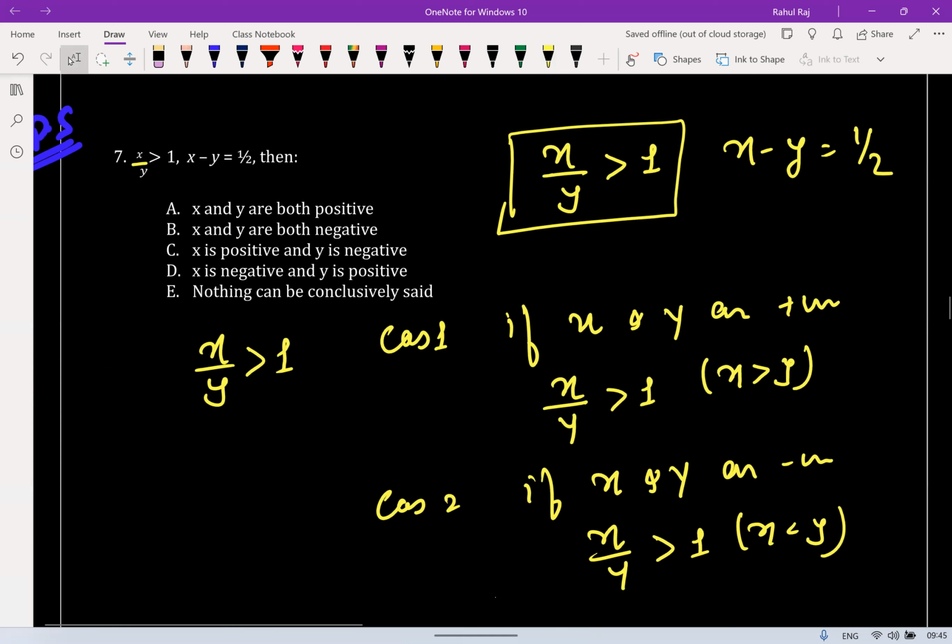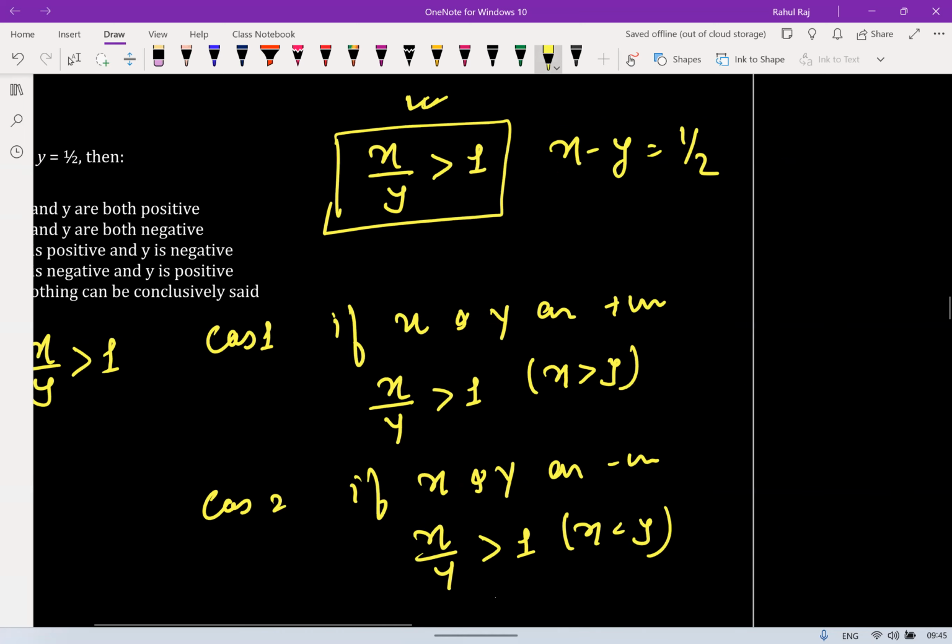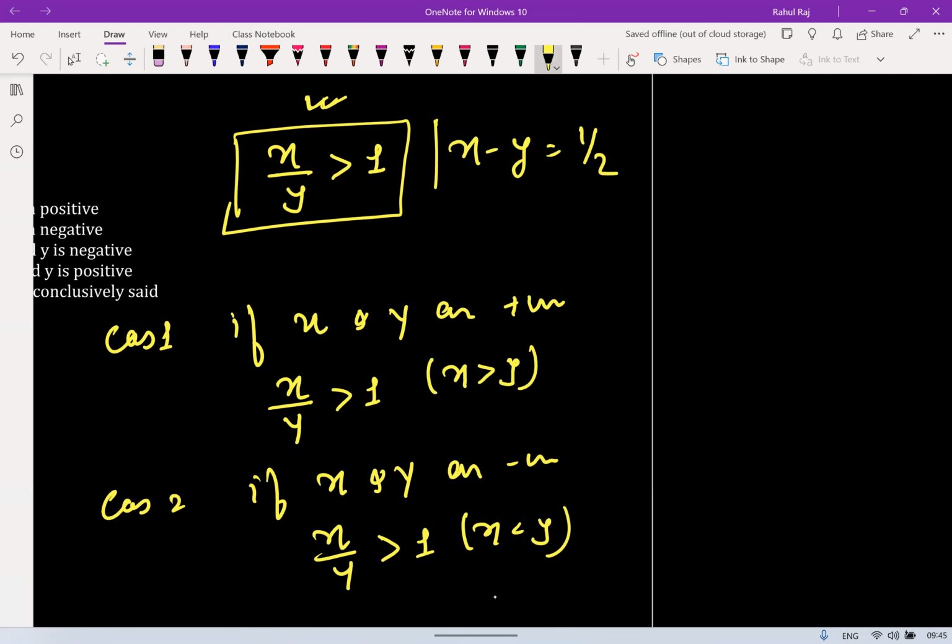So with this particular information given to me, I can't predict whether x and y are both positive or both negative. Point is, Alexa, in our condition, there are two things given, x over y greater than 1 and x minus y is equal to half. Now we have to ensure that we satisfy both the conditions. So multiple conditions are being satisfied in this. Only then you go and conclude that x and y are negative or positive, because two conditions are given to you.